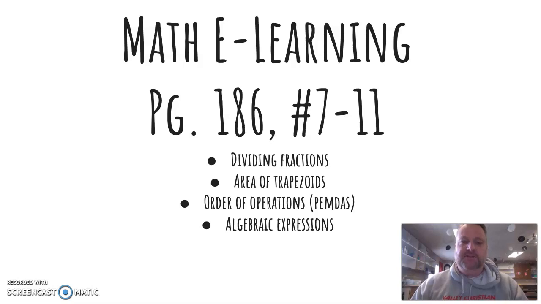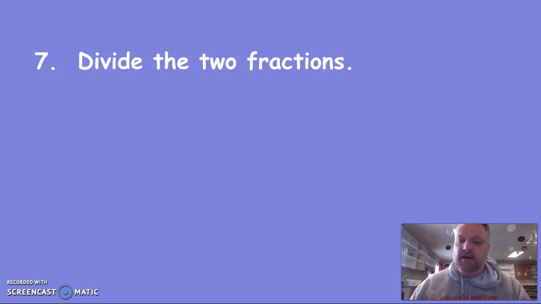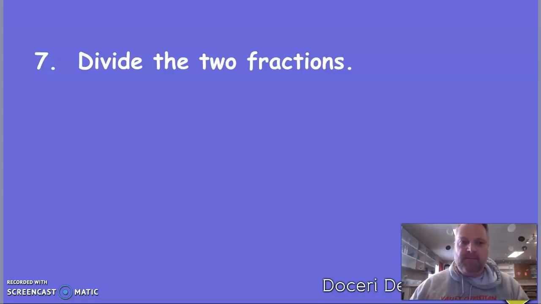In Google Classroom, you'll see this listed as page 186, numbers 7 through 11. Today we'll be reviewing 4 skills: dividing fractions, area of trapezoids, order of operations, and algebraic expressions. So let's get started. On number 7, you'll have a problem that basically has something like this.